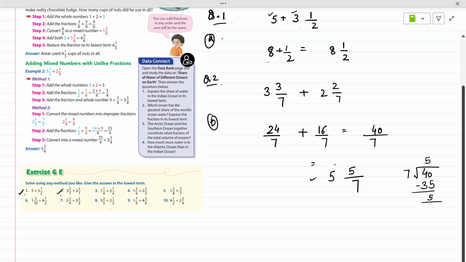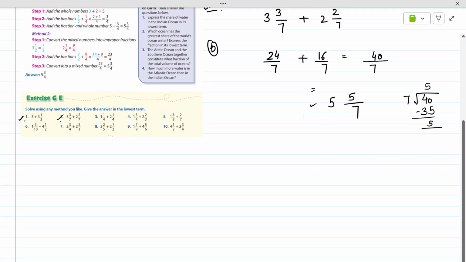This is the answer. Okay, so I hope you have understood this also, kids. Now let me pick two more questions with these methods. Let me pick question number 8 now. Question number 8 with a method. We have 3, 2 by 5, and the other one we have 2, 1 by 2.